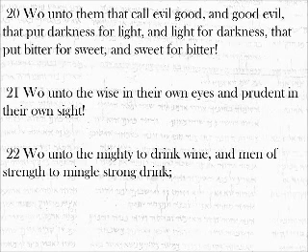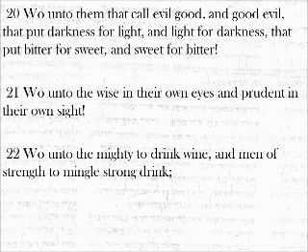And he's going to do that in 20 through 22. He says, "Woe unto them that call evil good and good evil. They put darkness for light and light for darkness. They put bitter for sweet and sweet for bitter." Just kind of these absurd things. "Woe unto the wise in their own eyes and prudent in their own sight. Woe unto the mighty to drink wine and men of strength to mingle strong drink." You guys are just reversing everything that is the natural order of things. You're calling evil good, good evil, darkness for light, light for darkness, bitter for sweet, sweet for bitter. Even an idiot knows that this is not real, but you guys are pretending like it is.